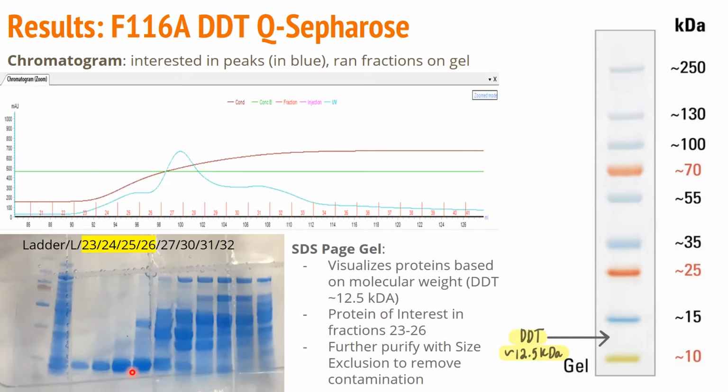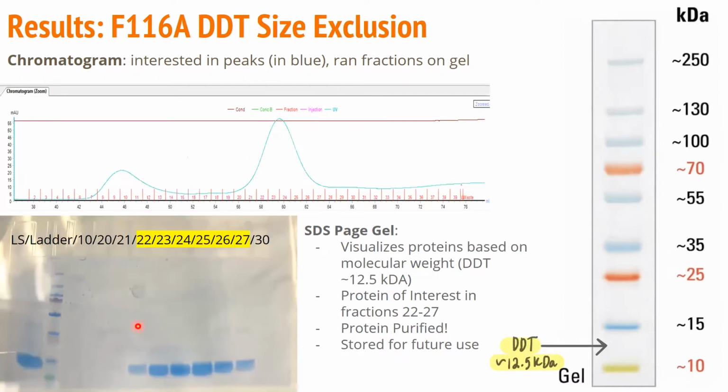And we decided to further purify this protein using size exclusion to remove some of the contamination that we see here in lanes 25 and 26. So here are the results of that size exclusion. Once again, on the chromatogram, I'm interested in the peaks in blue. I ran them on a gel, and we were able to see that our protein of interest was here in fractions 22 to 27. We were able to remove most of that contamination. So from here, the protein is purified, we concentrate it, and we store it for future use.